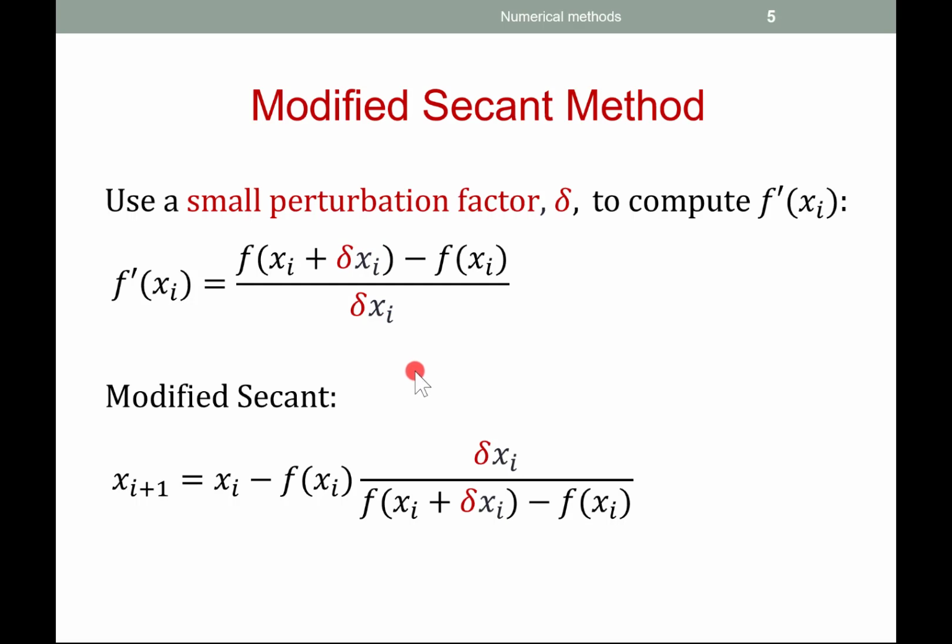So it's a very small step size, and because of that, we have to make sure when we calculate f of x, we take a lot of significant figures. Because if I take a very small step size, the actual change in the function will only be visible after so many significant figures. So we plug this in to the Newton-Raphson and we get this equation. So xi minus f of xi, 1 over the derivative, which is basically this equation flipped. All right, so that's the modified secant method.